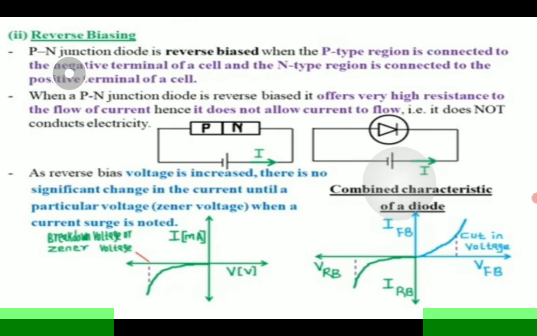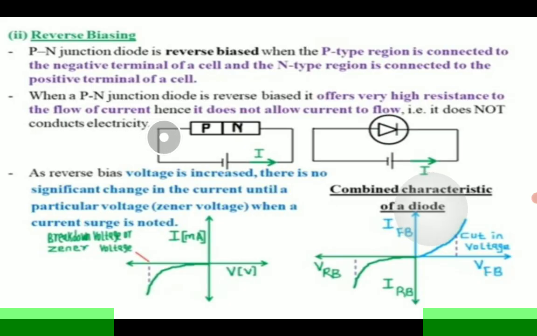So a PN junction diode is said to be reverse biased when the P-type region is connected to the negative terminal of a cell and the N-type region is connected to the positive terminal of a cell. So when a PN junction diode is reverse biased, it offers very high resistance to the flow of electric current. Therefore, it does not allow current to flow. In other words, it does not conduct.